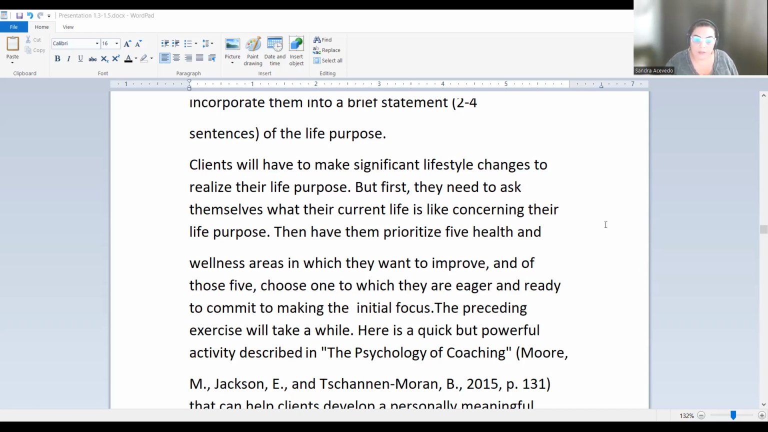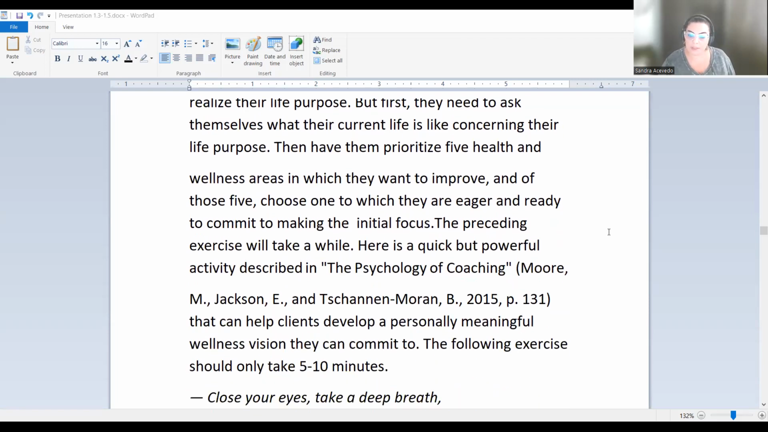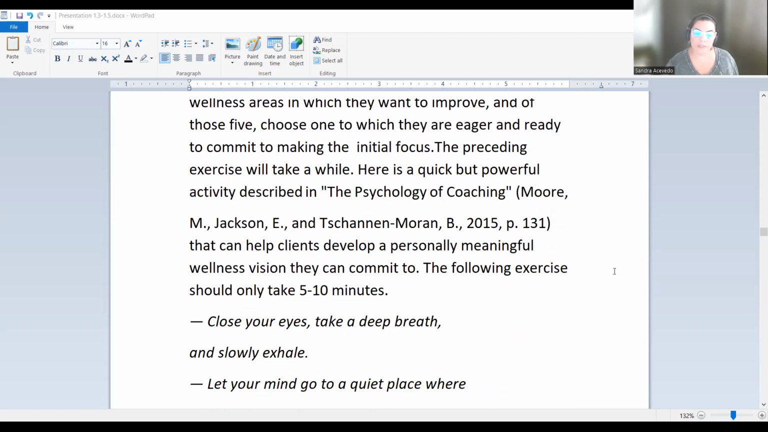The preceding exercise will take a while, but here is a quick but powerful activity describing the psychology of coaching that can help clients develop a personally meaningful wellness vision they can commit to. The following exercise should take only 5 to 10 minutes.